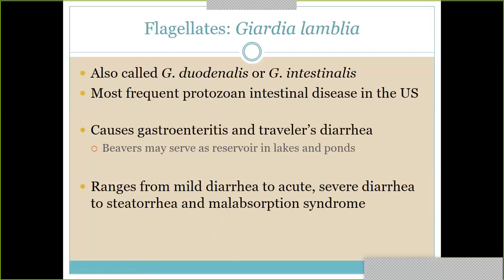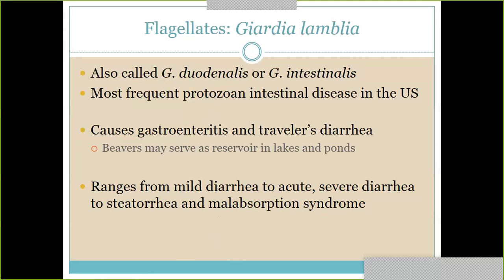All right, so we will start with Giardia. Some of you have probably already heard of Giardia. It is something that we see in the U.S. It's the most common protozoan intestinal disease that we have, and it definitely comes through contaminated water. So a lot of times it can be contaminated well water. You see it in lakes and ponds because beavers are a reservoir of it.